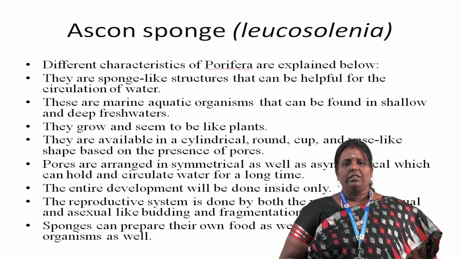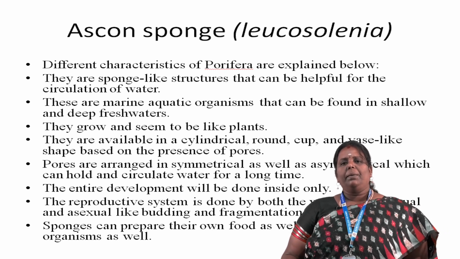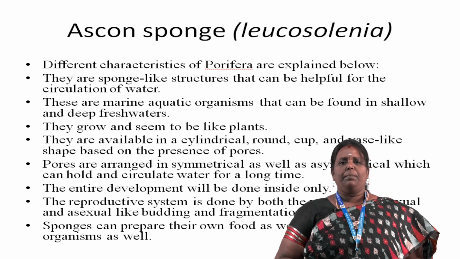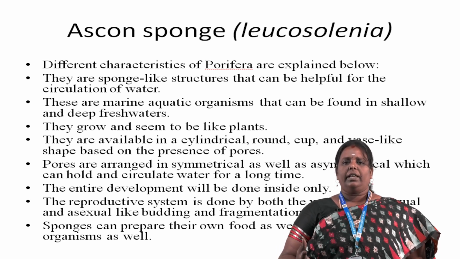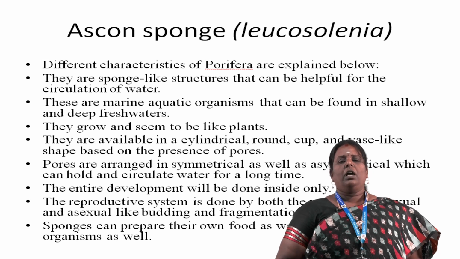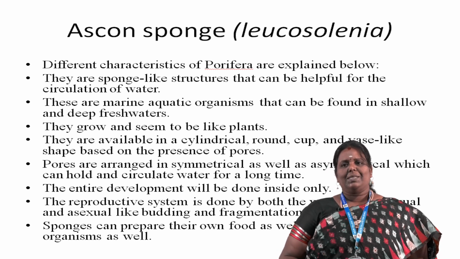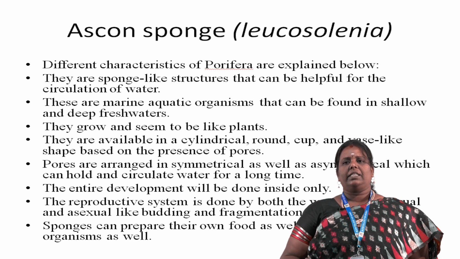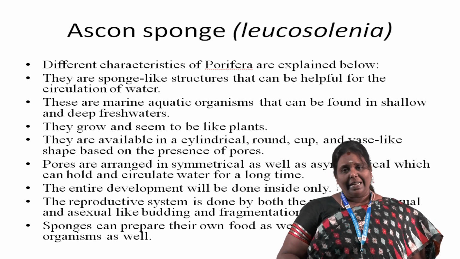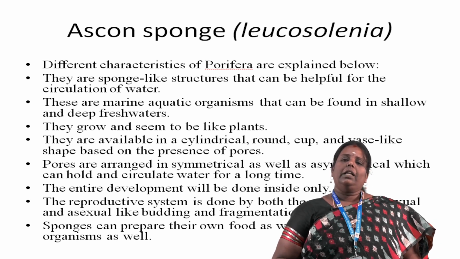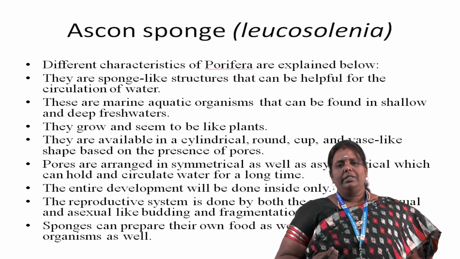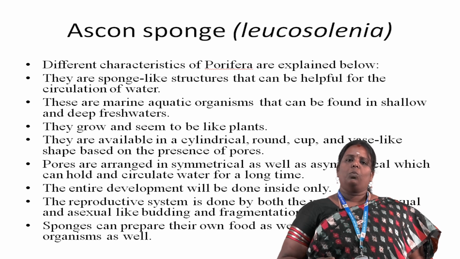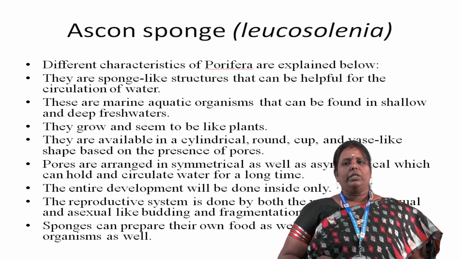what are the different characters of the Porifera? Normally Porifera have pores in the body. The pores are used for observing food particles and engulfing the food, and also for the water current. The sponge is a sponge-like structure. It is helpful for the circulation of the water. It lives as a marine aquatic organism. It grows looking like a very small plant. That is the sponge's nature.